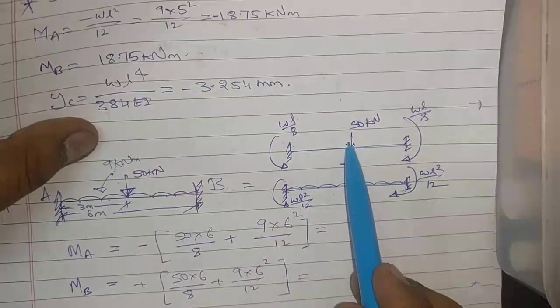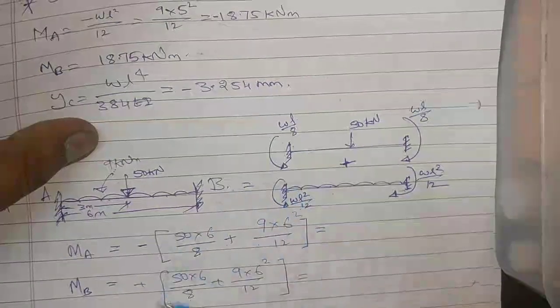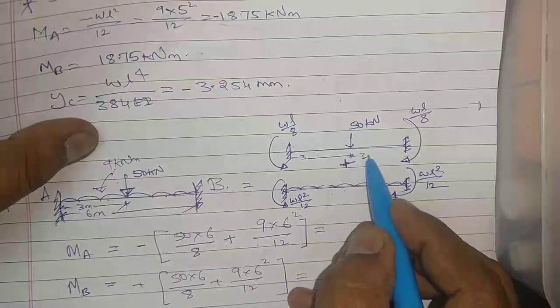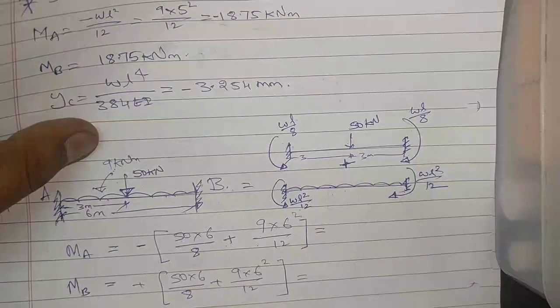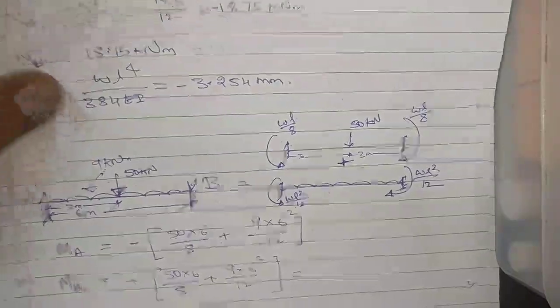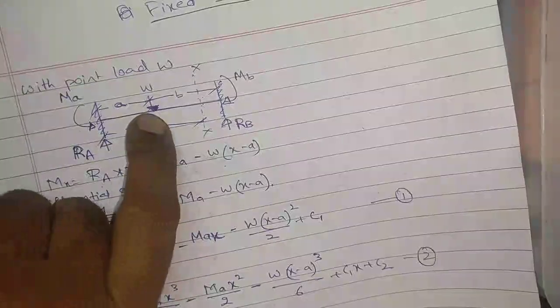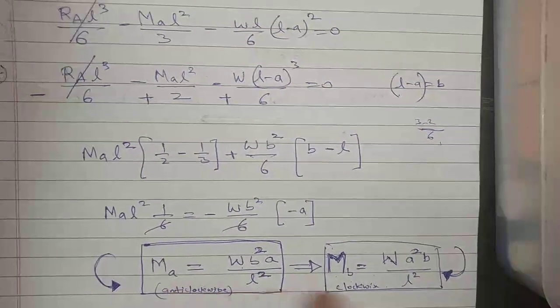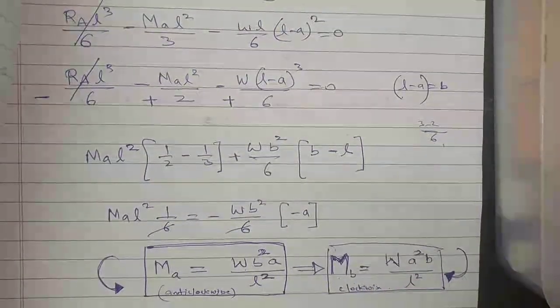Now if we are having point load, because this is central point load 3 meter, 3 meter. If your point load is somewhat different, so you have to use different formula. See here, the point load is not in center, so for that you have to use W B square A by L square for MA and W A square B by L square for MB.